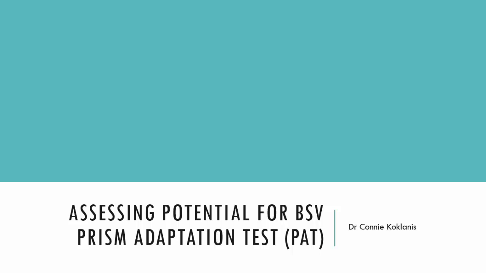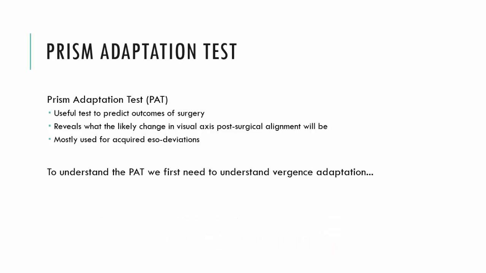The Prism Adaptation Test is yet another clinical investigation that we can perform to allow us to gain some information about the potential that a patient has to achieve BSV. However, the PAT does do a bit more than just tell us about the potential for BSV. It actually is useful in predicting the outcomes of surgery, and it gives us information about what's likely to happen to the visual axis post-operatively. So is the patient potentially going to be straight, or is the patient potentially going to revert to the original angle of their deviation?